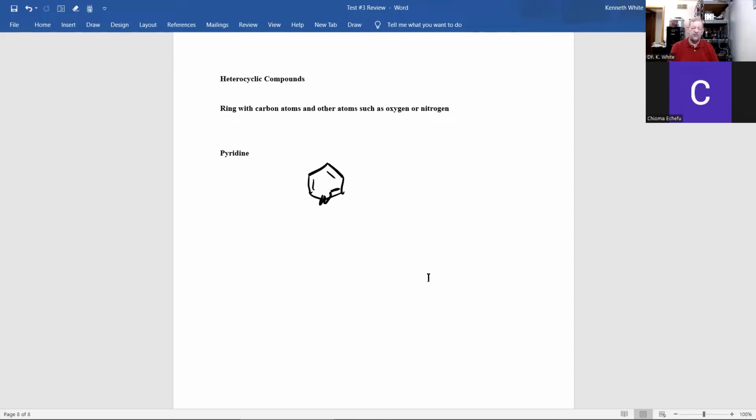And I've asked you to learn the structure of one heterocyclic compound, that's pyridine. Pyridine is like a benzene ring with one of the carbons replaced with nitrogen. Don't forget the double bonds in there. Or you could also put a circle.